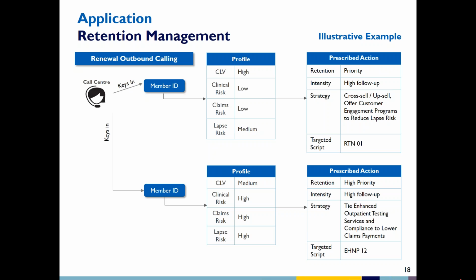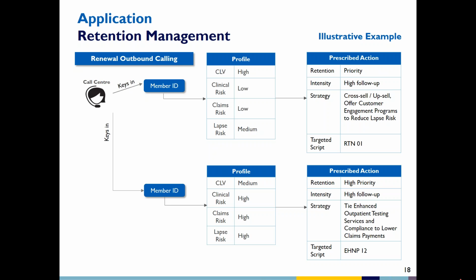I'll give you one other very quick example just to give you a sense for how you have to iterate and fight for the attention and the engagement of this customer segment. Now, what happens if this customer segment, and I'm at the bottom of the page, in addition to being high lapse risk and medium CLV, also has high claims?